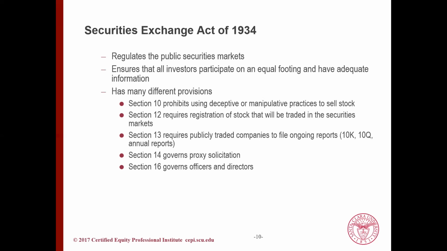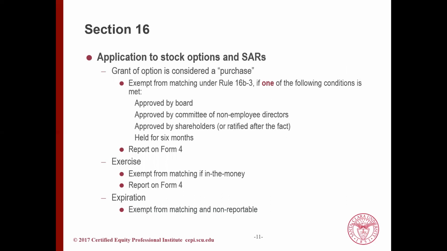There are a number of different provisions, but the ones listed here on this slide are the ones that we look at the most when we're administering stock plans. Section 10 prohibits using deceptive or manipulative practices to sell stock. Section 12 requires registration of stock that will be traded in securities markets. Section 13 requires ongoing reports. That's a 10K, 10Q, annual reports. Section 14 governs proxy solicitation. And Section 16 governs officers and directors. So let's dig into Section 16 a little bit more and how it applies to stock options and stock appreciation rights.